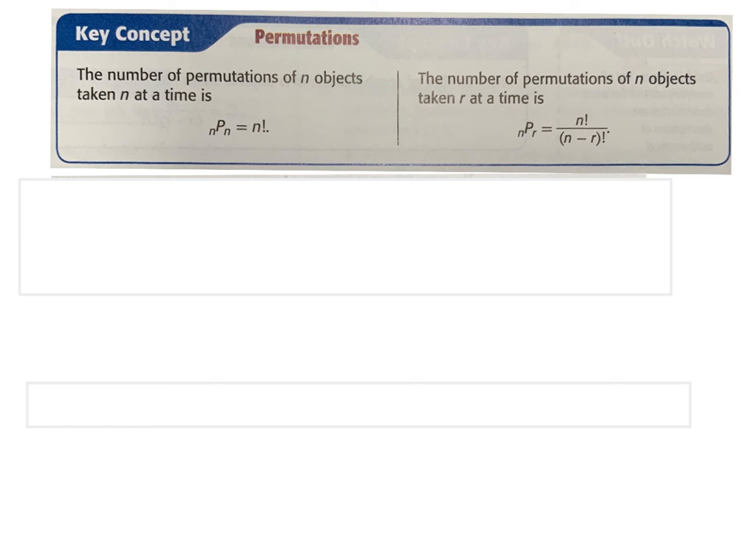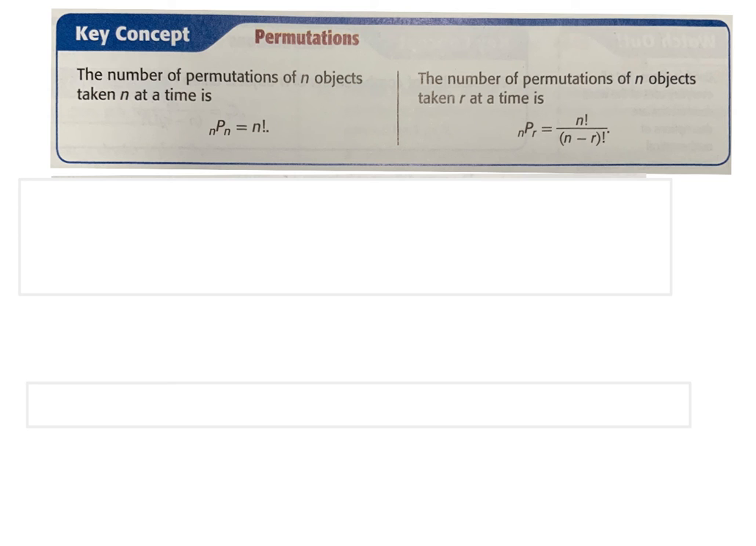But when I have permutations and I'm taking a subset, the way you read it is you want the permutation of n objects taken r at a time. n objects taken r at a time. And they use factorial to calculate this: n factorial, that's the total number of objects, over the difference between the number of objects and the number that is in the group that you're taking.